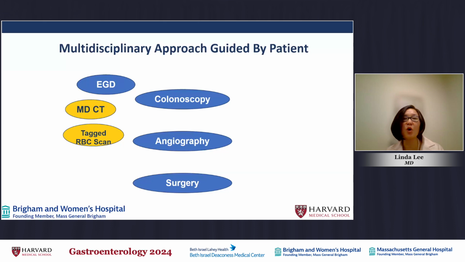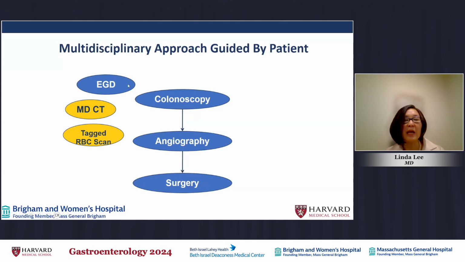So in terms of lower GI bleed, this is more of a multidisciplinary approach guided by the patient. Certainly, colonoscopy is still the gold standard for both diagnosis and treatment. However, I do want to mention that if patients are bleeding severely, they're unstable, they can't be prepped for a colonoscopy, it's very reasonable, and those patients should be sent straight away to angiography. The radiologist can certainly both diagnose and render therapy as well with angiography, and surgery as backup.